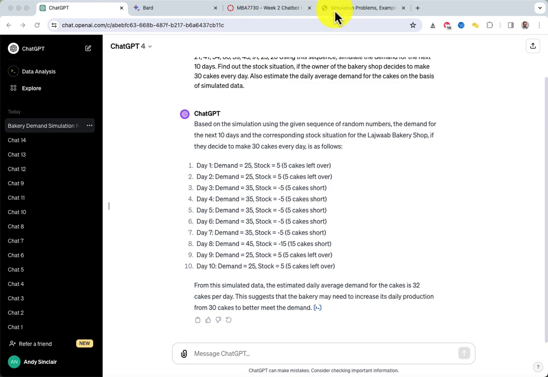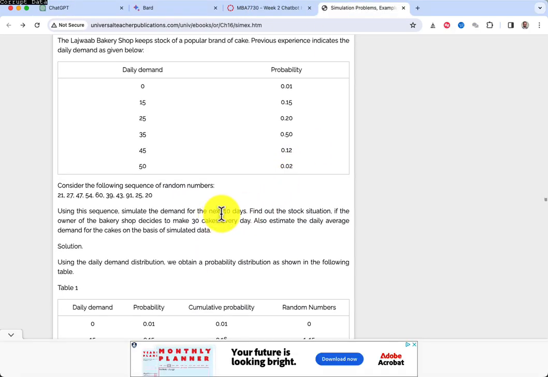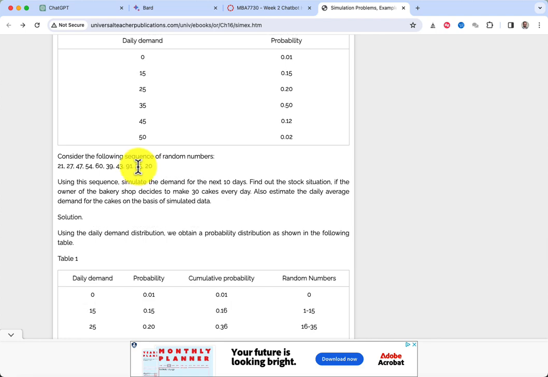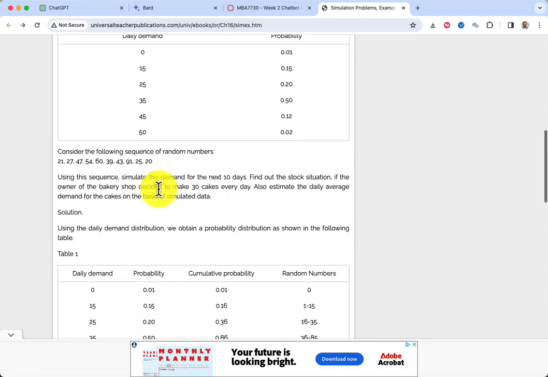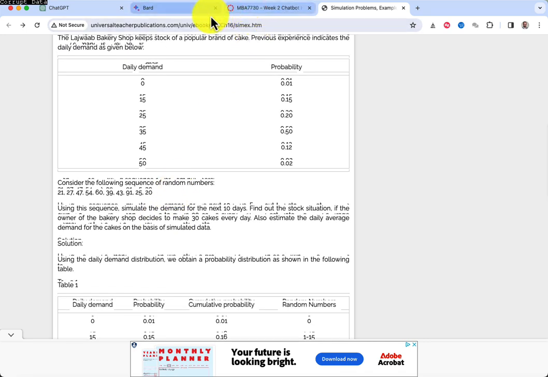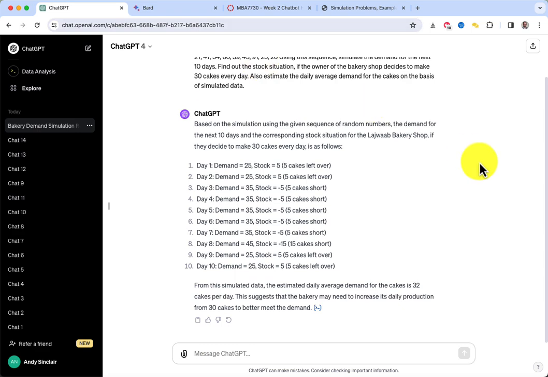Okay. Now also in this example, the first number of 21 generates demand of 25 cakes, as shown above. So at the end of the first day, the closing quantity is 5, just 30 minus 25 cakes. Calculate the next demand for the others. What is the total demand?